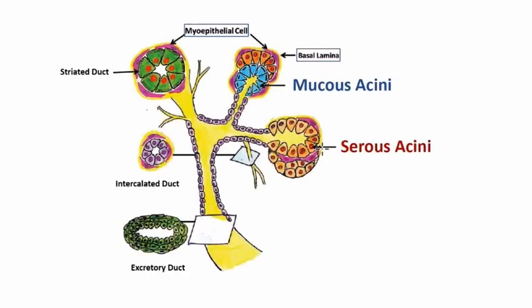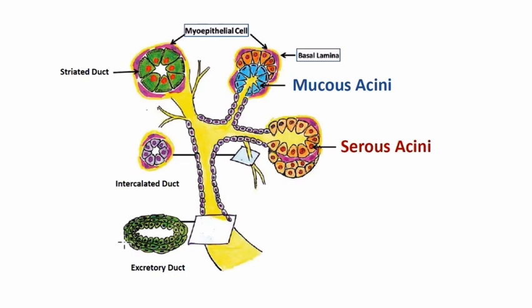Finally, the duct system. Secretory end pieces empty into the small intercalated ducts. These are cuboidal epithelial cells, and they have the ability to differentiate and regenerate into the secretory and the ductal cells.